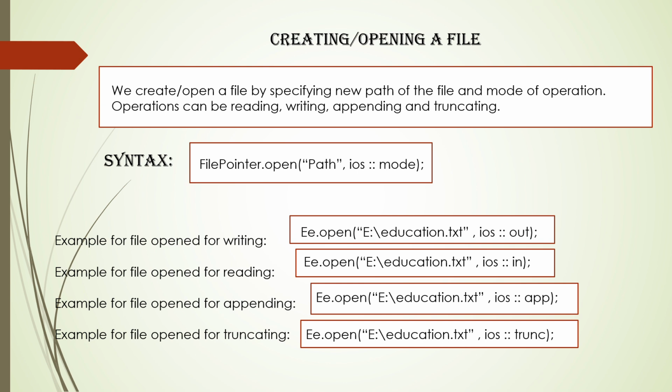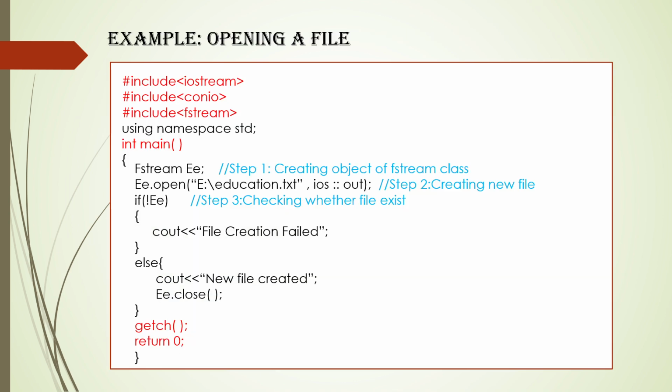In all these, EE is the file pointer. Let's see one code for better understanding. In this sample program, we are simply creating one file. I have included the fstream header file, and in the main section, I have created an object of fstream class, that is file pointer EE.